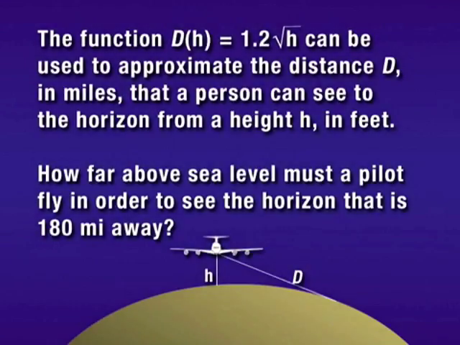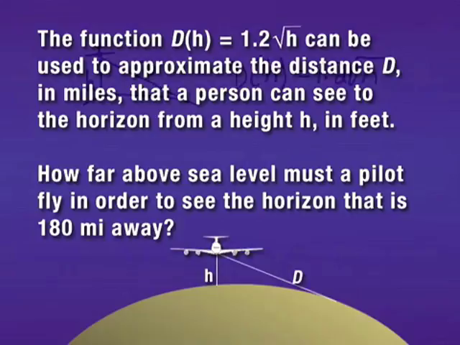The function d of h equals 1.2 square roots of h can be used to approximate the distance d in miles that a person can see to the horizon from a height h in feet. How far above sea level must a pilot fly in order to see a horizon that is 180 miles away?